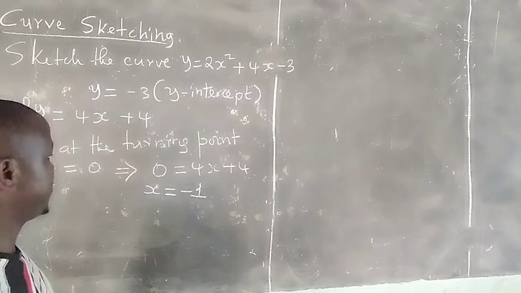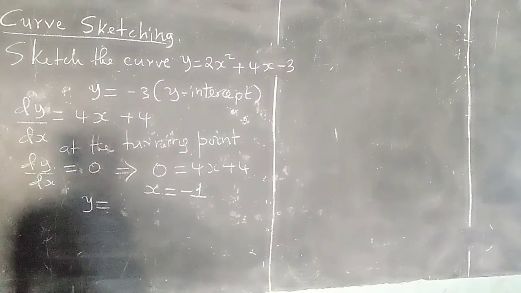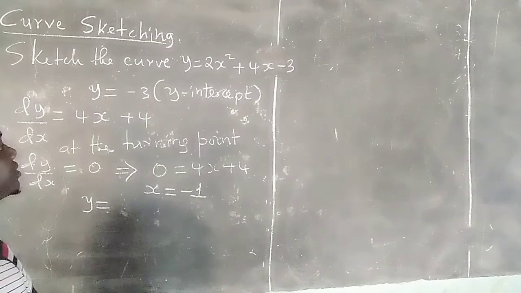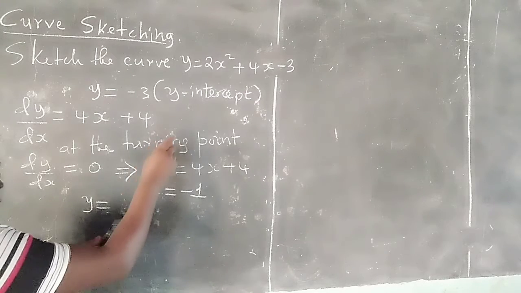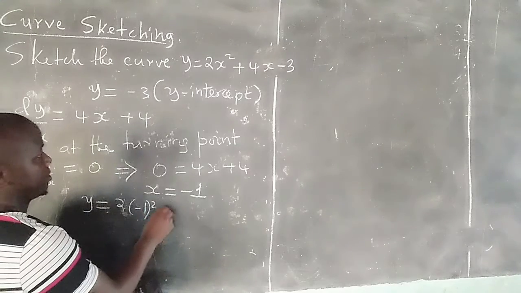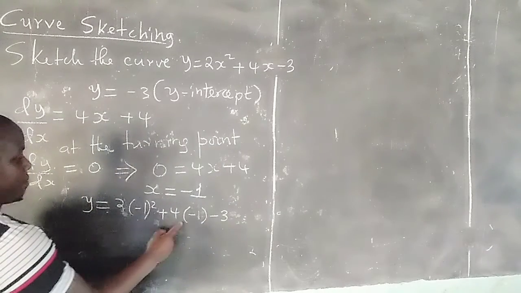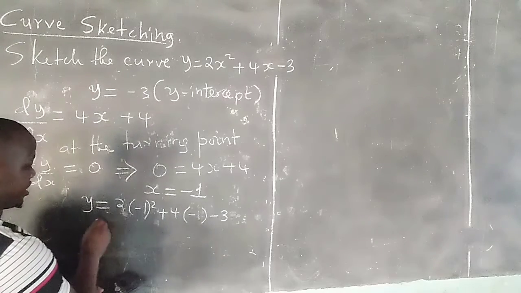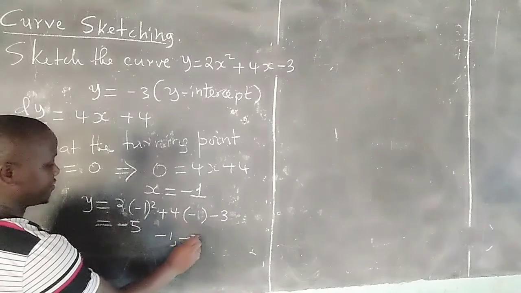So if x is negative 1 at the turning point, we can know what y is at the same turning point. At the turning point, y shall be 2 times negative 1 squared plus 4 times negative 1 minus 3. So this is 2 minus 4 minus 3. This will be negative 5. Therefore, the turning point is negative 1, negative 5.